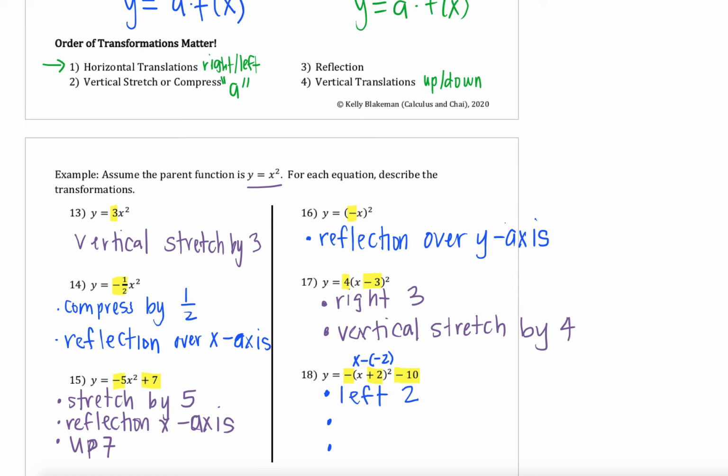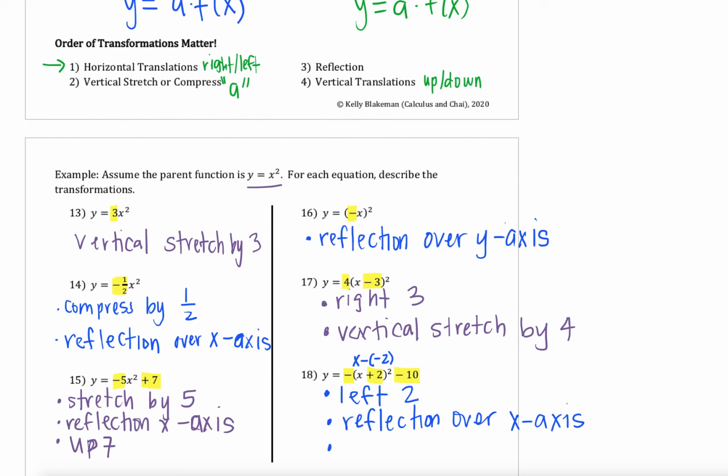Our next one would be any stretches or compresses, and that would come from the number that's multiplied in front of the parentheses. Now in this case, I have a negative sign. Technically it's a negative 1, but that value itself is not bigger than or less than 1, it's just 1 itself, so we have no stretches or compresses, but the negative sign is producing a reflection over the x-axis.